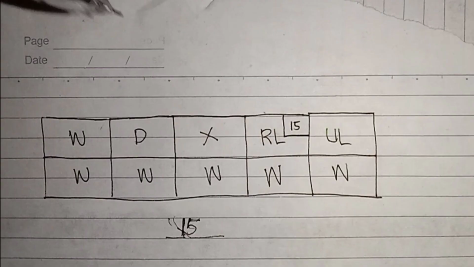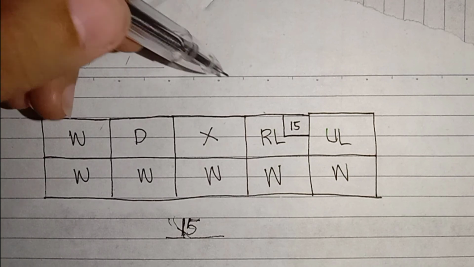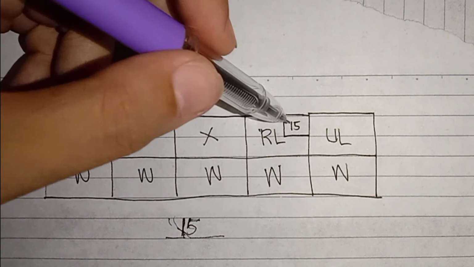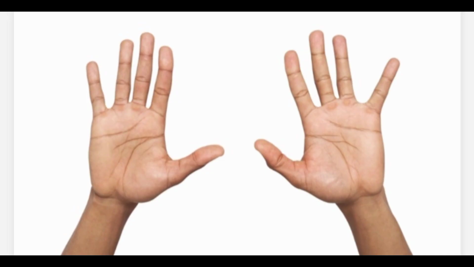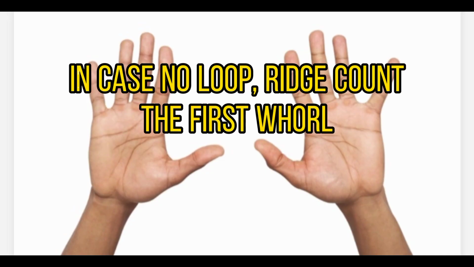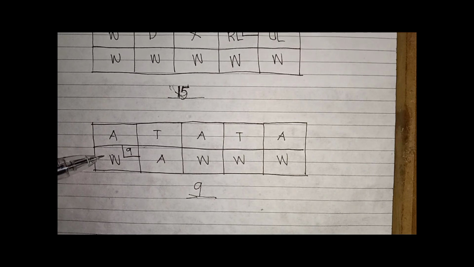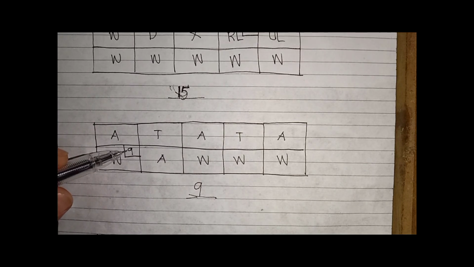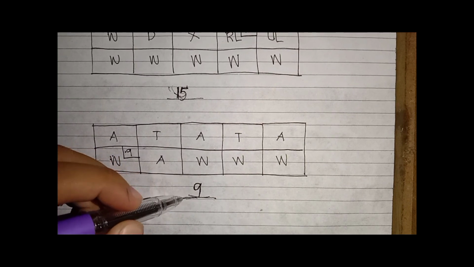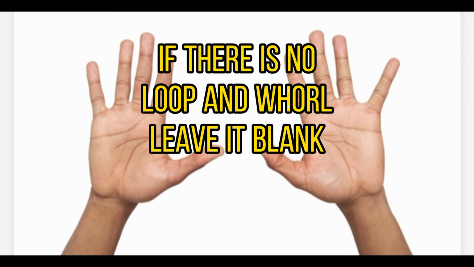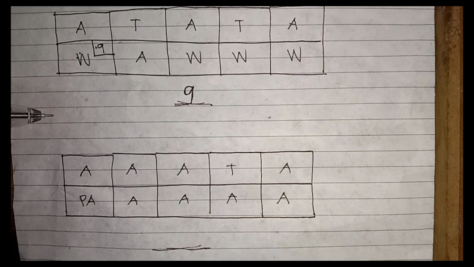Key classification. Ridge counting of the first loop. In this table, the first loop is the radial loop and has a 15 ridge count. So, we have now 15. In case there is no loop ridge count, use the first whorl. In this table, the first whorl has a 9 ridge count. So, we put it 9. If there is no loop or whorl, leave it blank. In this table, there is no loop or whorl, so leave it blank.